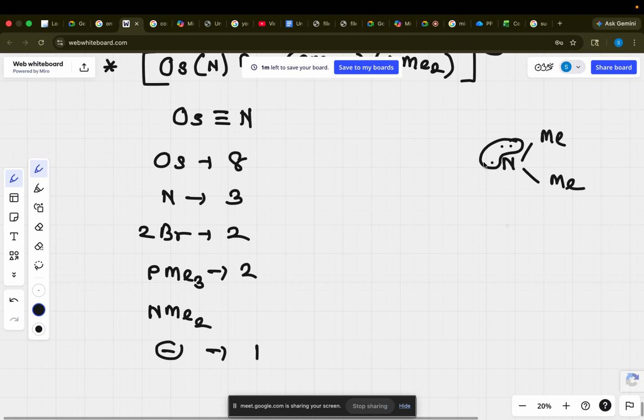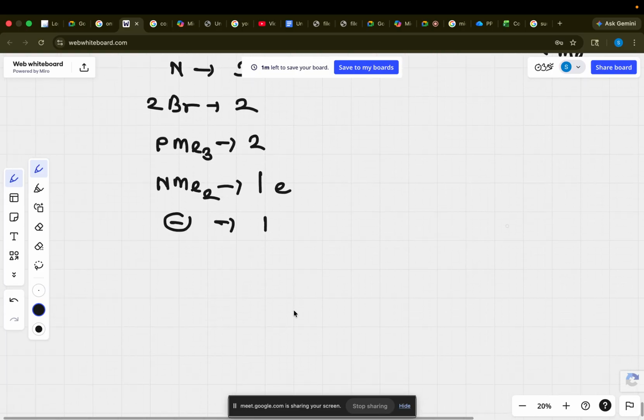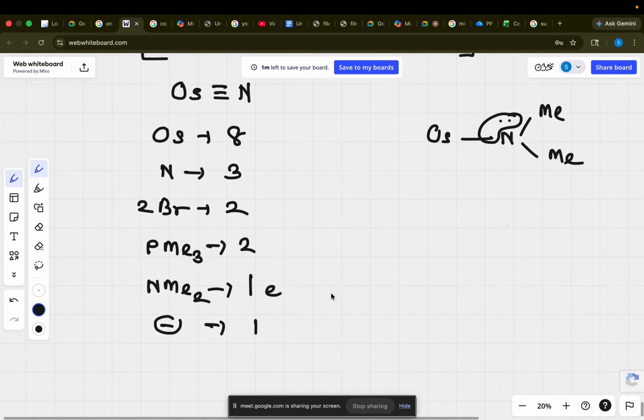So basically it's not possible, it cannot donate all the 3 electrons. Here it will donate 1 electron to the osmium center. The lone pair it is not donating. If it donates 1 electron, the total value will be 17 electrons. So you have to check like this whether it is crossing 18 or not. If it is crossing 18, that means it is not donating all the electrons.